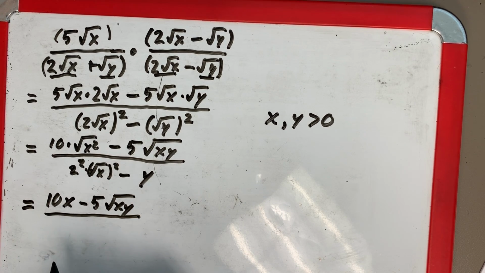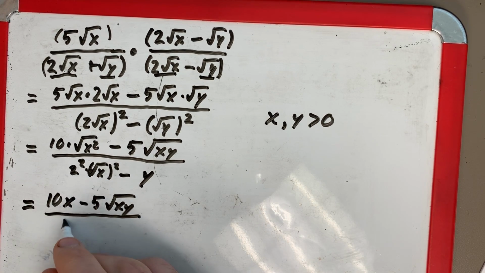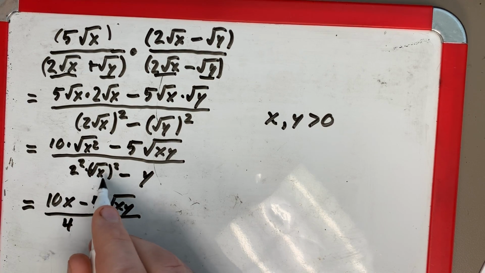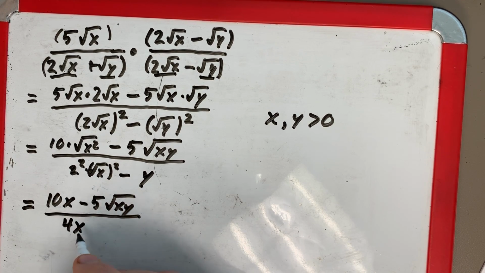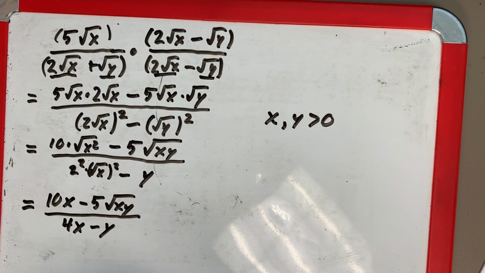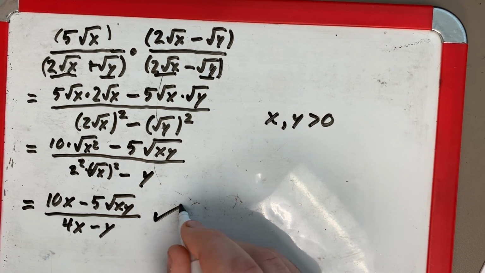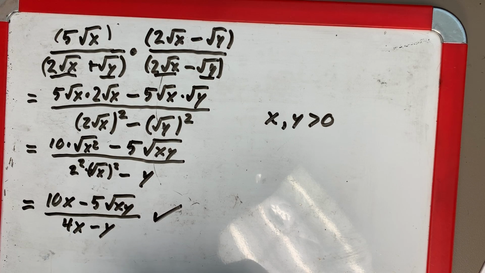And then here in the denominator, we have 2 squared, that's 4, times square root of x squared, that's just x. Again, because x is positive, we don't need absolute value bars. And then we just have a y. All right, so at this point, this is completely simplified. We cannot simplify this anymore because, sure, we have a 5 factor in 10, we have a 5 factor here, but we don't have a 5 in the denominator for which we can cancel it.